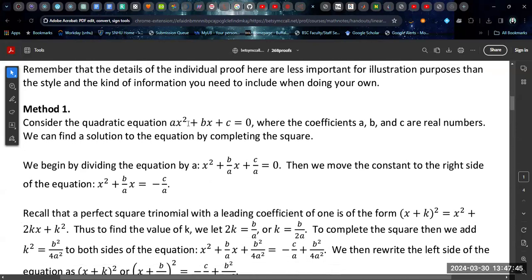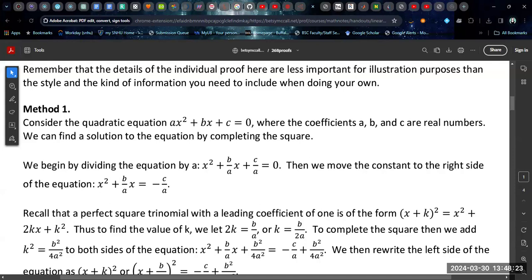Now, if we consider our quadratic equation, this is what we're given, and we want to prove that our solution is of that particular form. We have a, b, and c are real numbers, and we want to find the solution to the equation, and the strategy that we're going to use is to complete the square. Now, to get our equation ready to work with, we're going to divide out the coefficient a through the entire equation so that that first component is x squared. Then we're going to move the constant to the other side of the equation, and we're going to complete the square on the left.